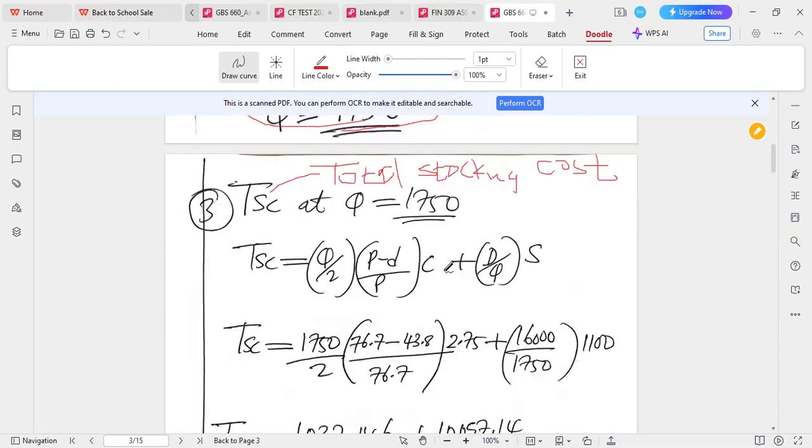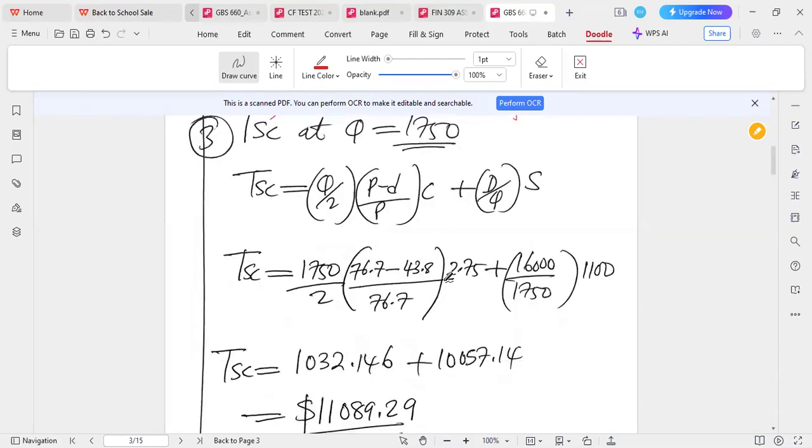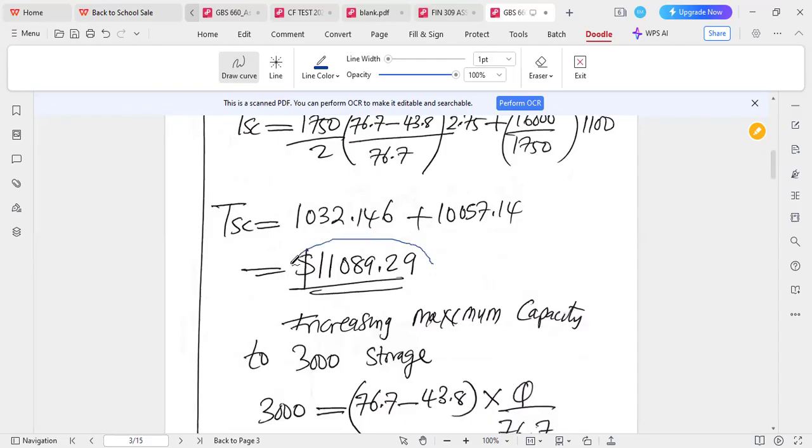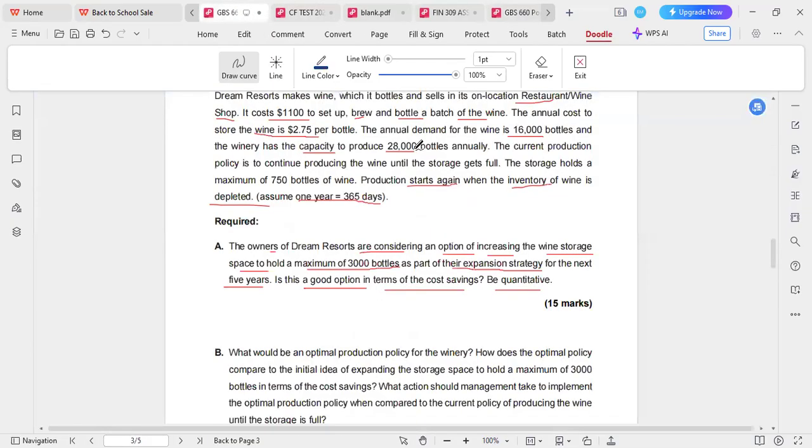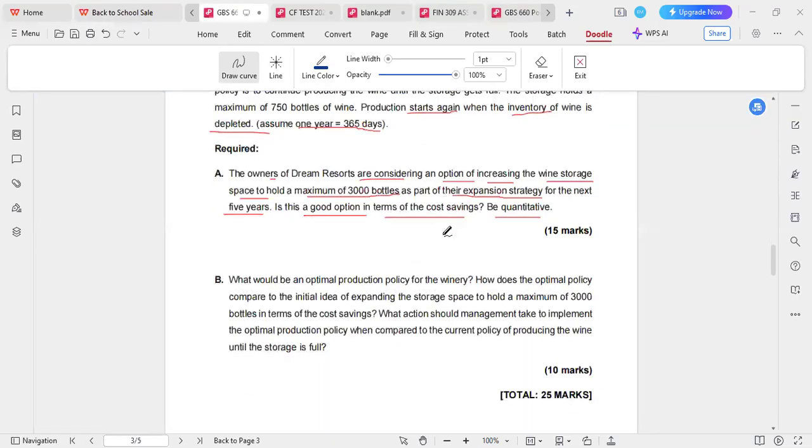the total stocking cost of 11,089.29. This is using these computed values, substituting here. We have gotten the answer here. Now, there is a consideration by management. There's an option by management of increasing the capacity to 3,000 bottles. Would that be a good option in terms of cost saving, quantitatively?